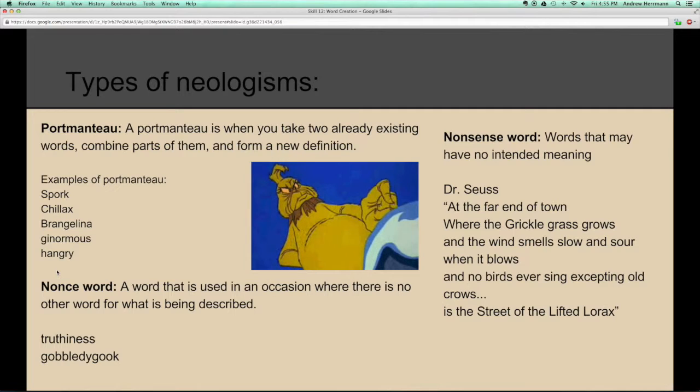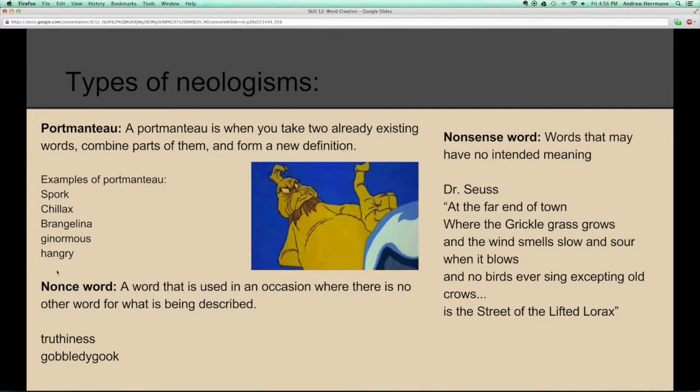So truthiness was a word coined by Stephen Colbert when he was trying to come up with a word for when news is not accurate, but it feels more emotionally accurate. Kind of like we were talking back with happening truth and storytelling truth. Then there's a nonsense word, not to be confused with a nonce word. It's a word that may have no intended meaning at all, that may just be for a more absurd feel.